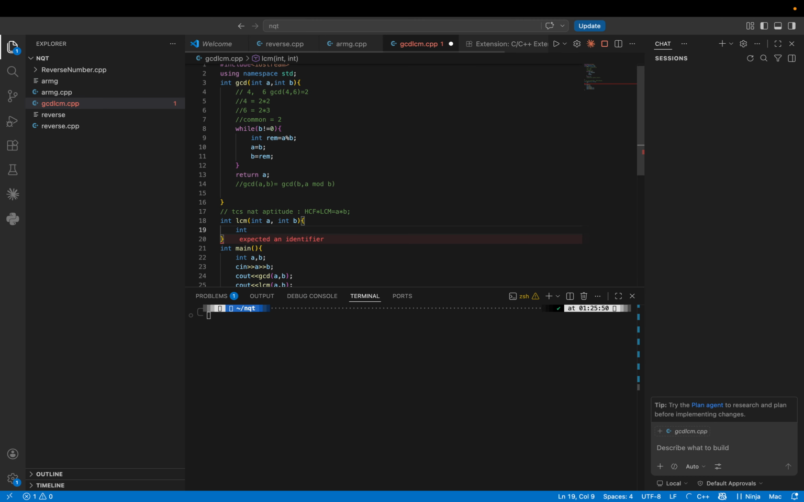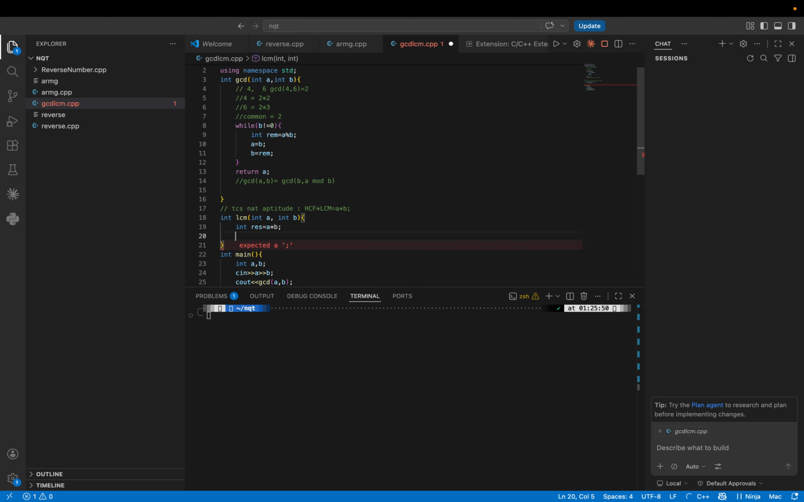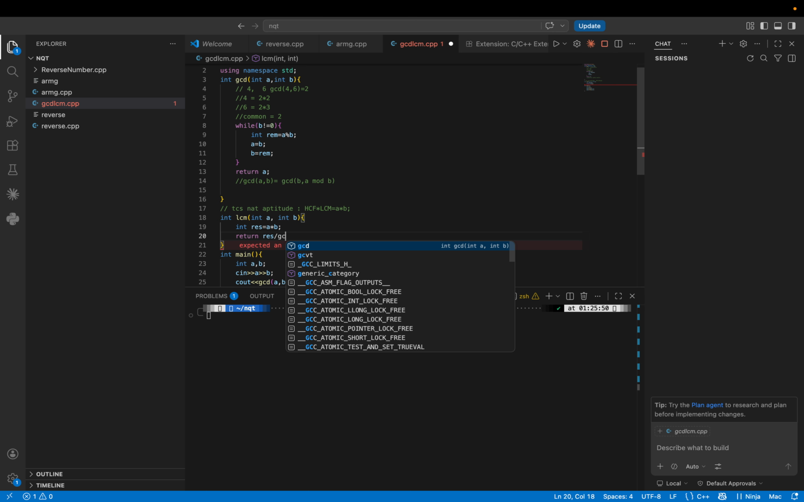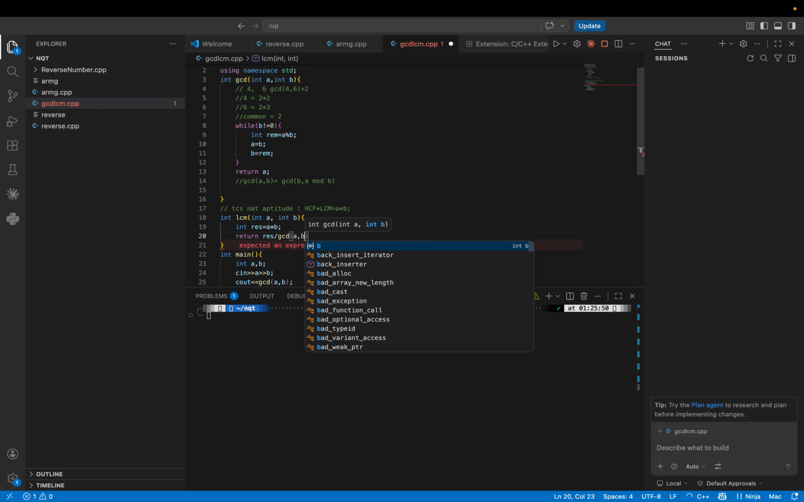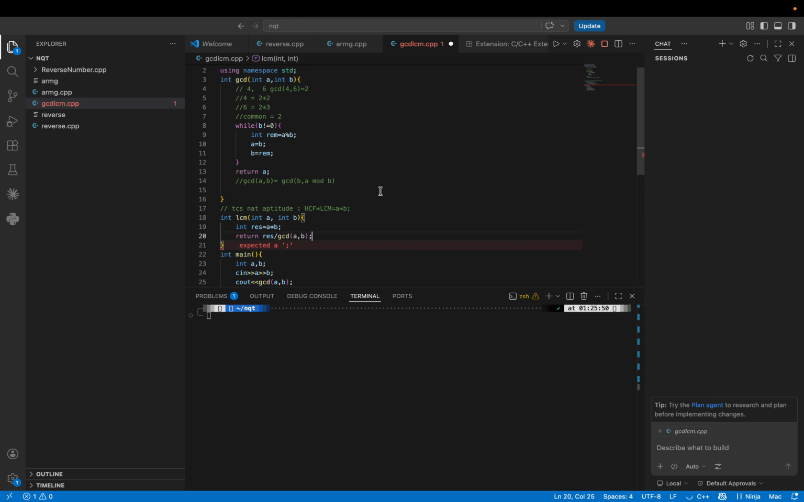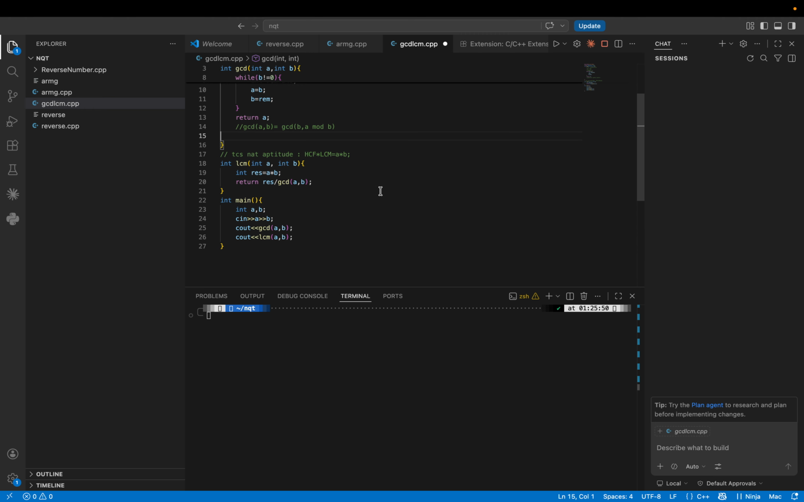So I'll say int result is A multiplied by B, and we need to return this result divided by the GCD of A and B. So A into B divided by the GCD of A and B. Let's run this.